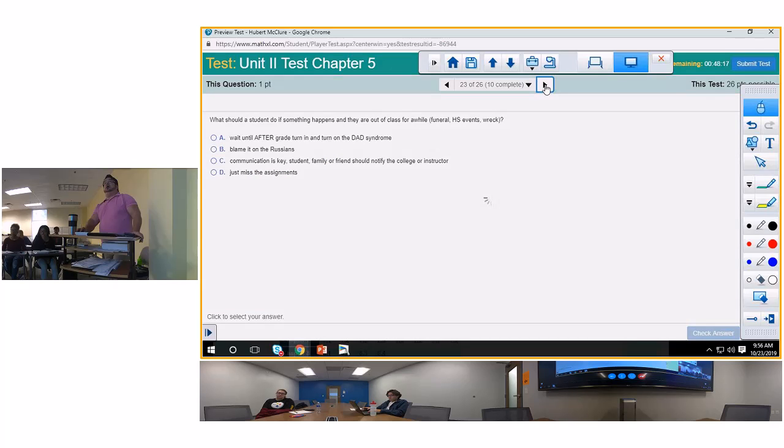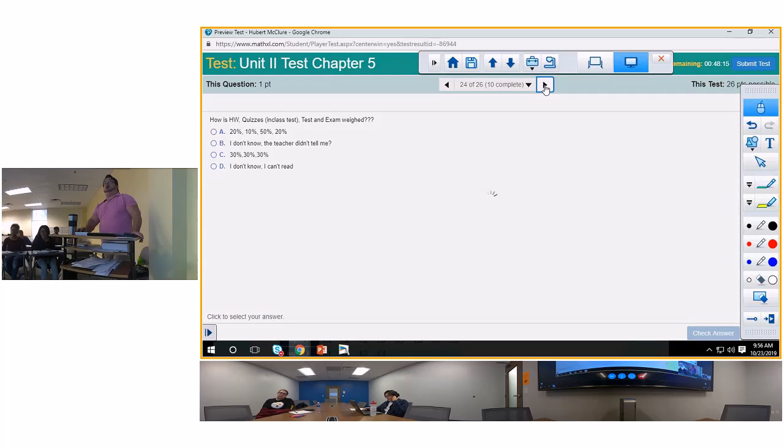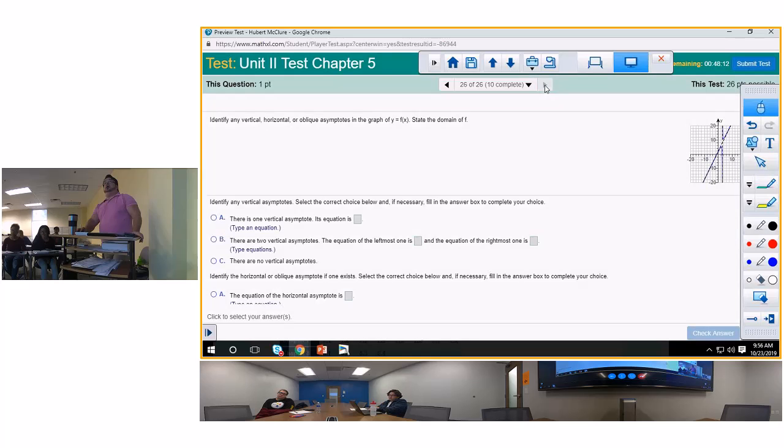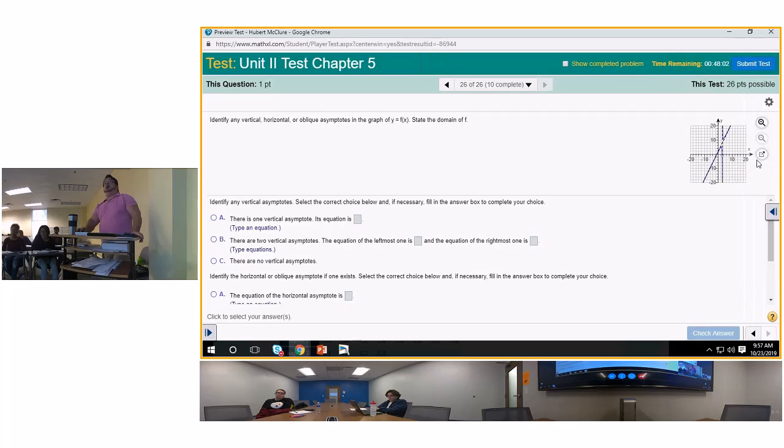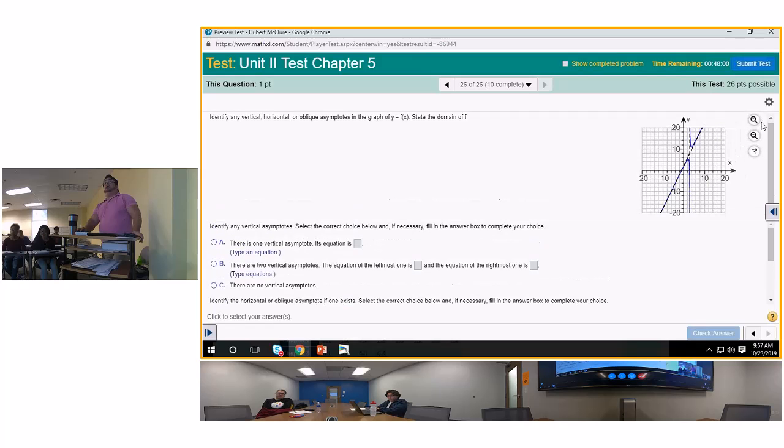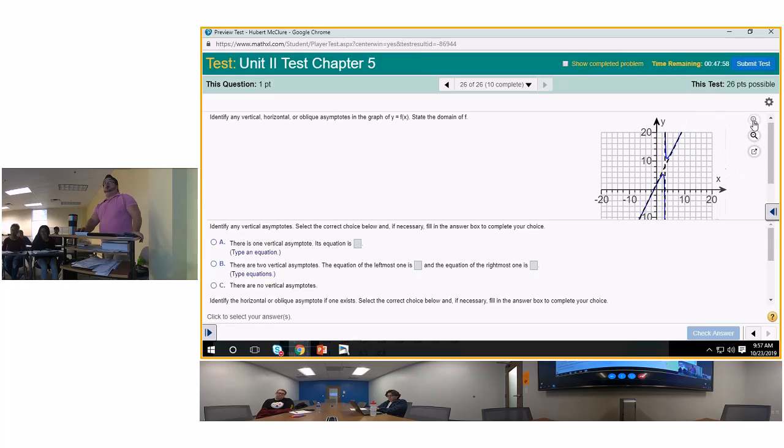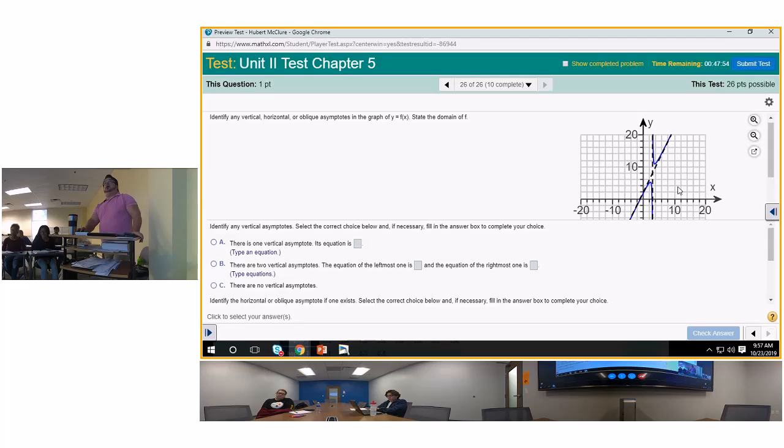Okay, I think we're gonna have a lot of bonuses. I think we've done at least 10 questions, haven't we? Okay, here's one. Identify any vertical, horizontal, or oblique asymptotes in the graph. Let me erase this and pull this up. We've got a vertical asymptote right there with that dash line, and an oblique asymptote right here. So we have a vertical asymptote and an oblique asymptote.